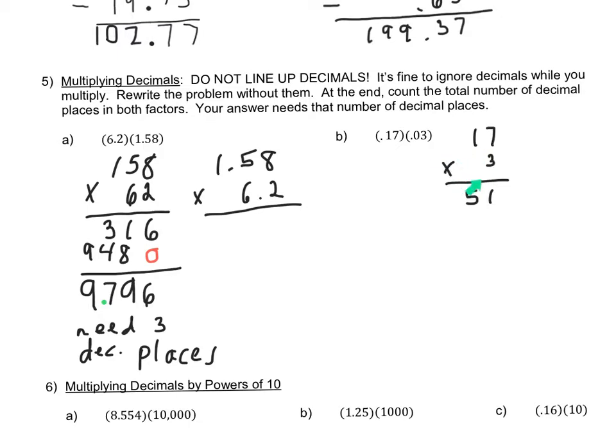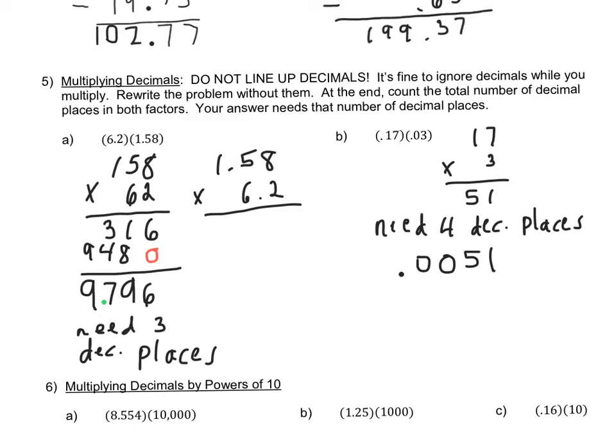So here we have the 17 times 3 is 51. But we need 4 decimal places, 2 in each number. So we start on the right end of our number and come back 4 places. 1, 2. We're going to need 2 zeros on here to come 2 more places. So 0.0051 is our answer.